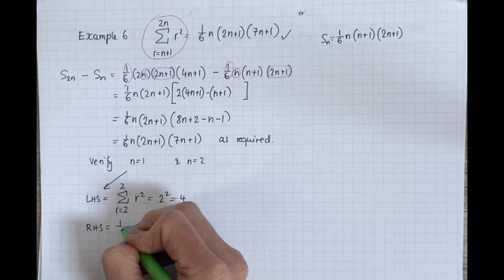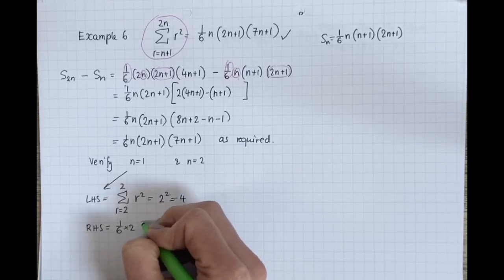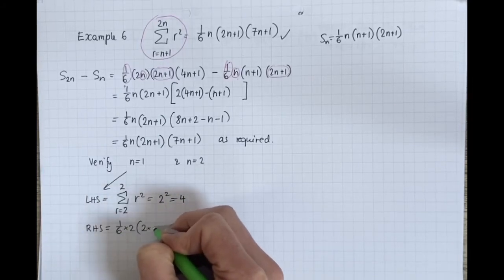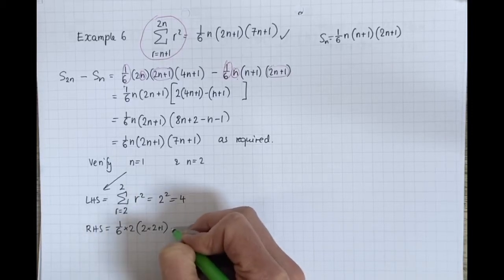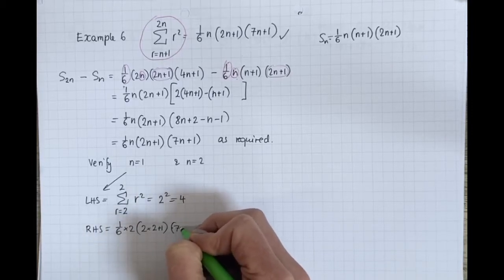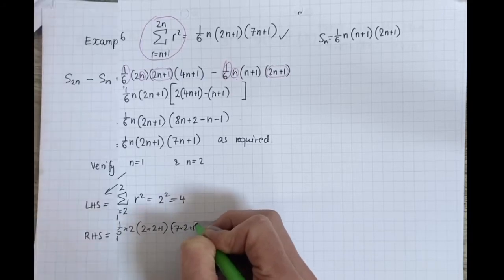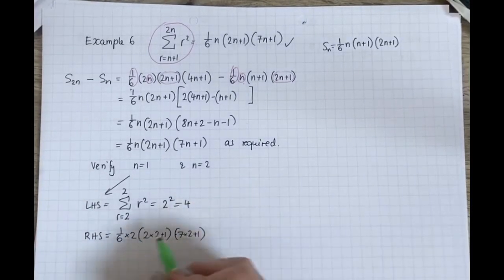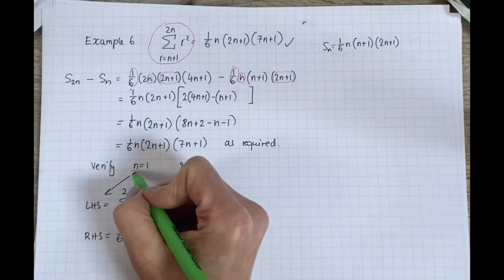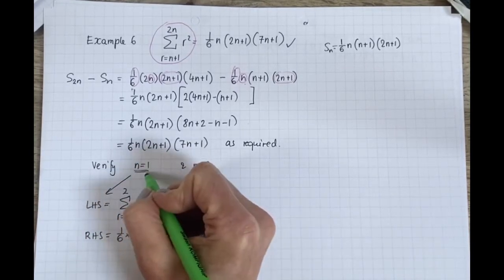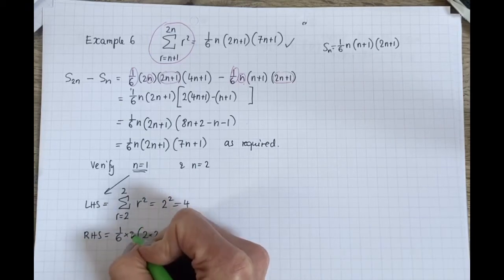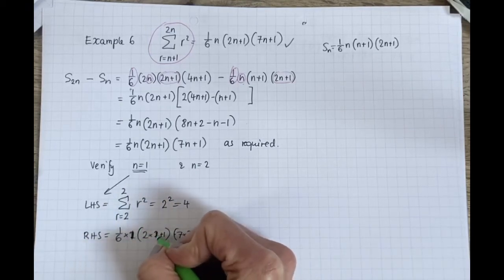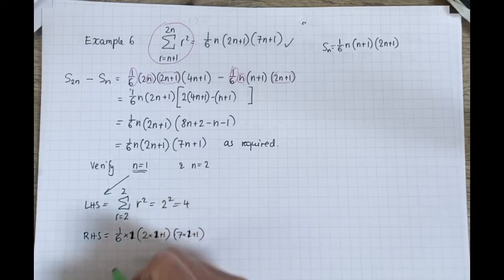So it's 1/6 times 2 times 2 times 2 plus 1 times 7 times 2 plus 1. Okay, I've just realized what I was doing wrong. I was looking at this one, so we're using n equals 1. So we are checking, substituting 1 instead of n. So this should be 1, this should be 1, this should be 1.